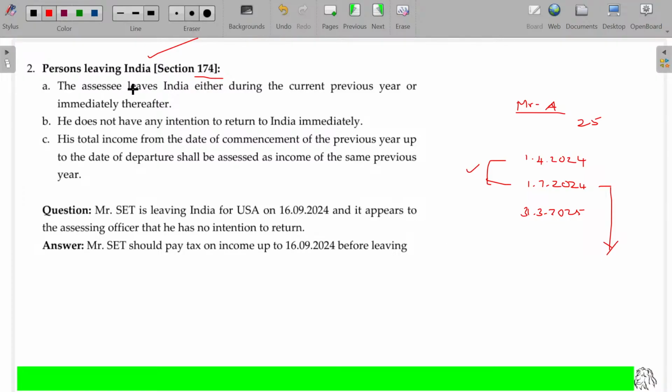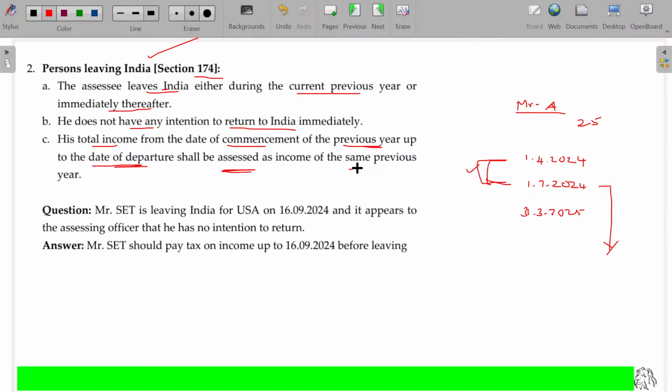Understand? So the assessee leaves India either during the current previous year or immediately thereafter. He does not have the intention to return to India immediately. He will not come to India, most probably within a short period. His total income from the date of commencement of the previous year up to the date of departure, from this date to this date, shall be assessed as income of the same previous year, and he is asked to pay the tax before he leaves India.